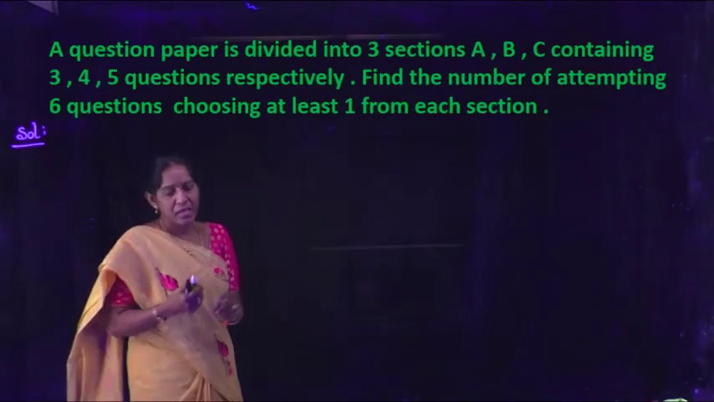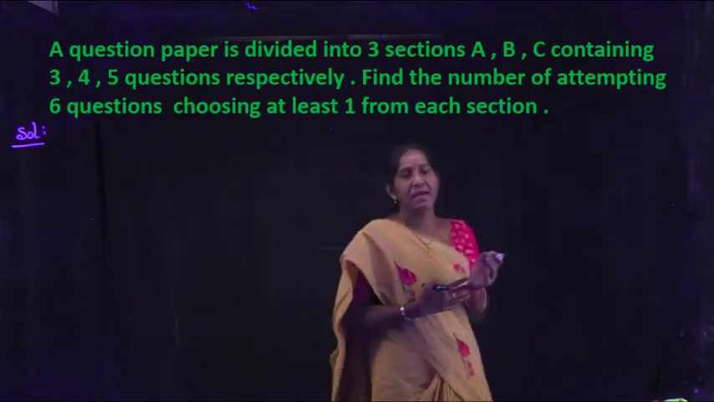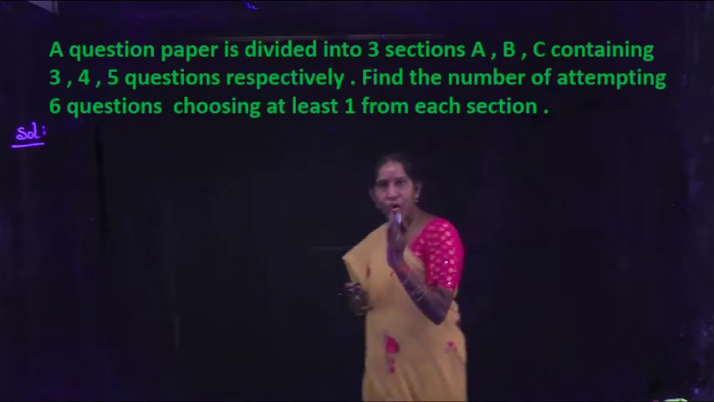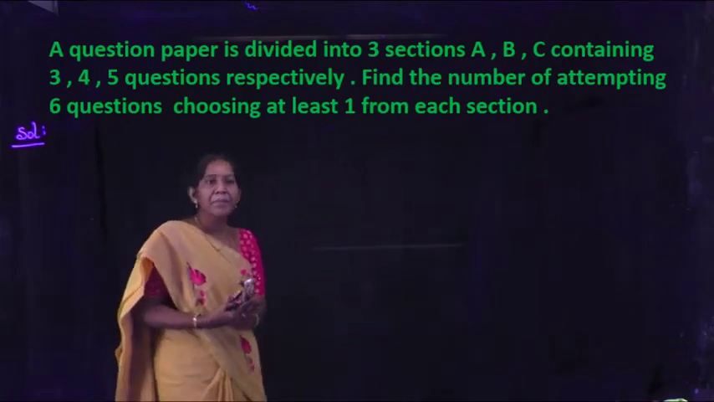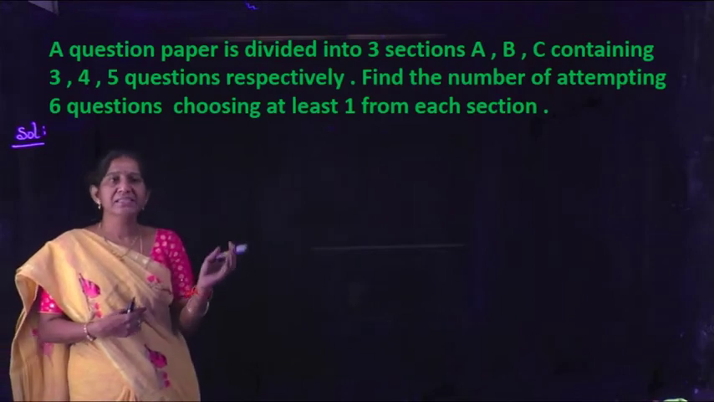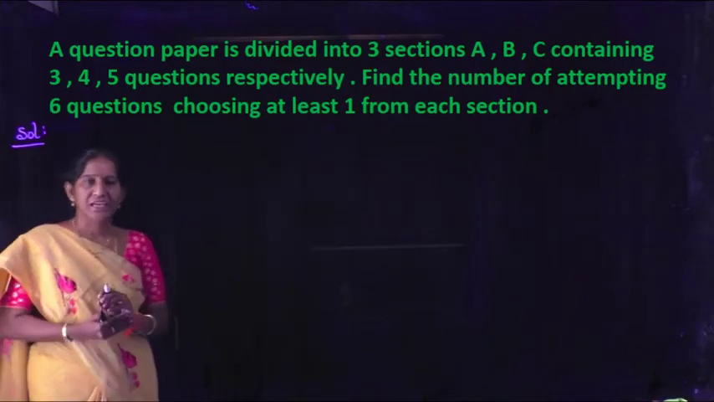See the question. A question paper is divided into three sections A, B, C containing 3, 4, 5 questions respectively. Find the number of ways of attempting 6 questions choosing at least one from each section.